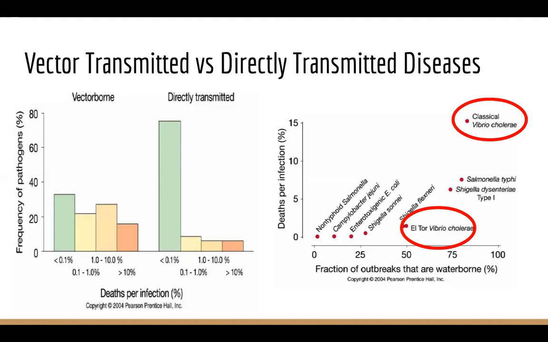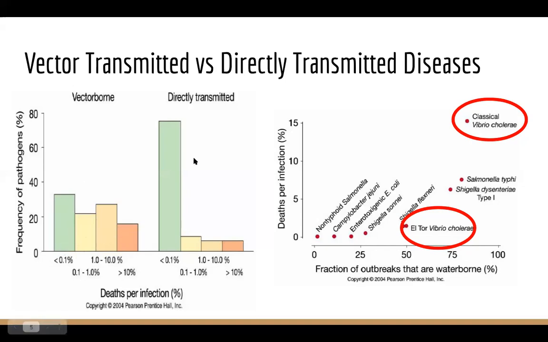In general, when we look at directly transmitted diseases, these are the ones that are transmitted through respiratory contact or direct contact. We see that the directly transmitted ones over here on the right side of the graph have a very low mortality rate. However, when there are vector-borne diseases like Zika virus, dengue, West Nile, we see that the range of deaths is actually higher.